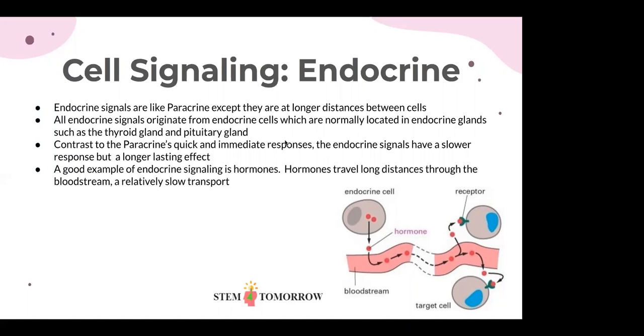In contrast, endocrine signals are a lot slower moving and they're carried by the bloodstream, which has a slower response time. It causes a longer lasting effect. A good example of endocrine signaling is hormones. Hormones travel long distances through the bloodstream at a relatively slow transport. As you can see, these cells are a long distance away from each other, and the signal has to flow through the bloodstream in order to reach it. So these cells can be in completely different parts of the body.